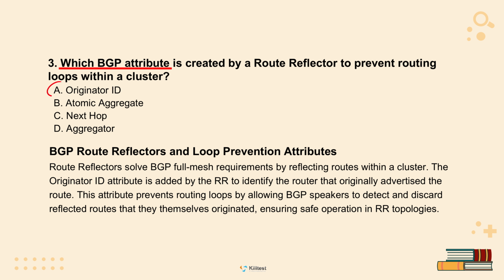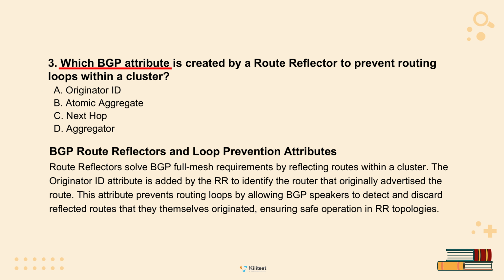Originator ID. It sounds like a passport stamp or something. How does that ID actually prevent a route from just cycling around inside the cluster forever? That's a good way to think about it. The originator ID is basically a digital signature that identifies the specific router that first advertised the route into the cluster. Okay. So when a route reflector sends out that route, it attaches this originator ID.